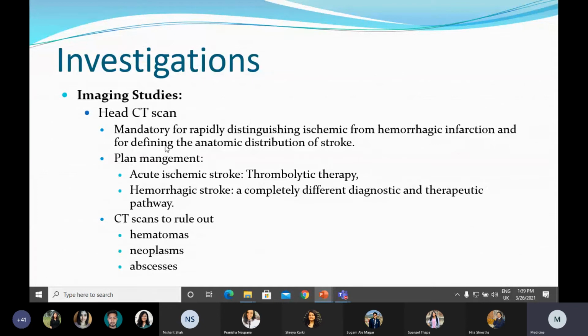Imaging, CT scan, is very, very important, and it's mandatory. This can also differentiate whether it's ischemic or hemorrhagic, and it will also guide the management plan. If the patient has acute ischemic stroke, then we can go for thrombolytic therapy. If it is a hemorrhagic stroke, then we have a completely different diagnostic and therapeutic pathway. CT scan can also rule out hematomas, neoplasms, or abscesses, which may present as cerebrovascular accidents.